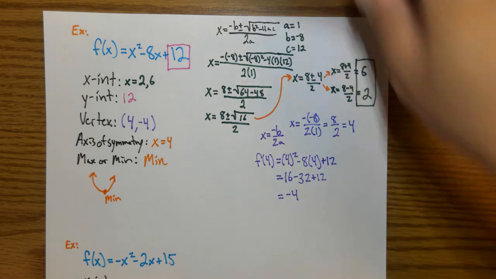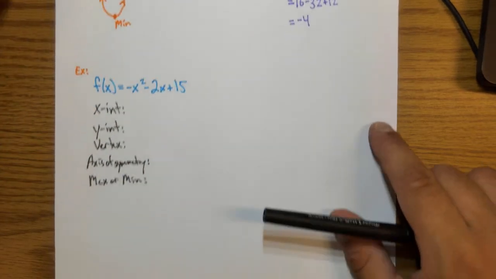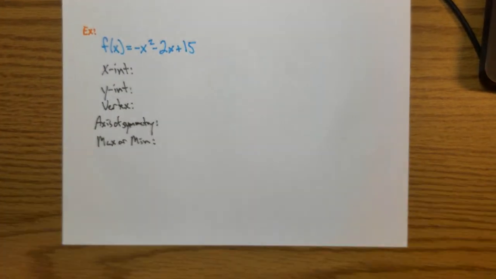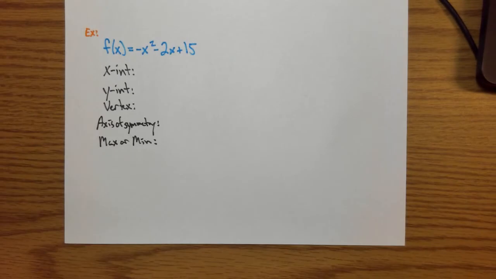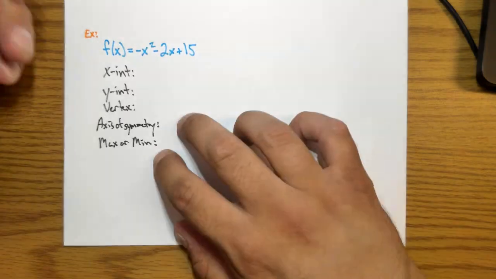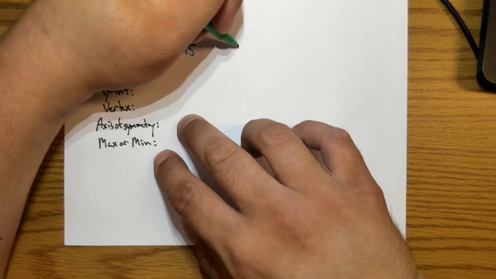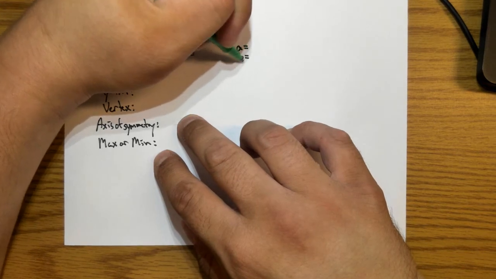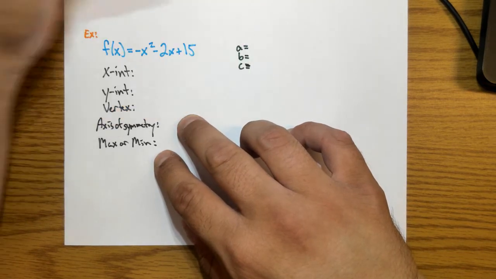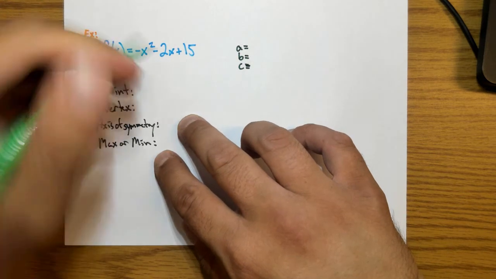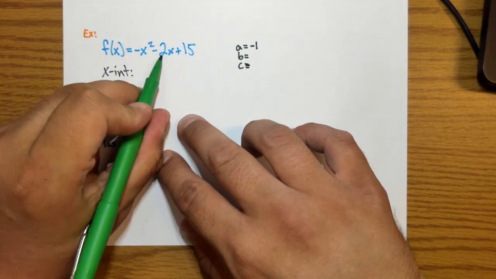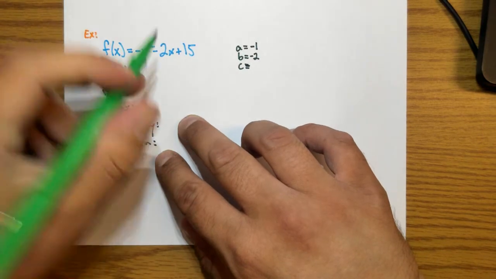All right, let's do another example here. And they don't get any harder. It's just very time consuming. The algebra can be challenging. It's a lot of algebra. So let's find the x-intercepts first. To do that, we're going to use the quadratic formula. So let's first define our a, b, and c. A is going to be negative 1 in this case. B is negative 2. And C is 15.